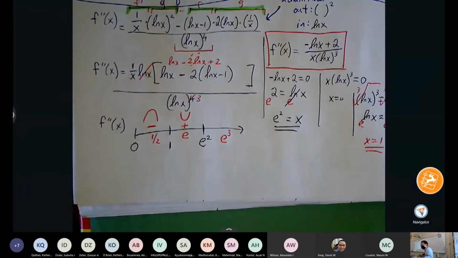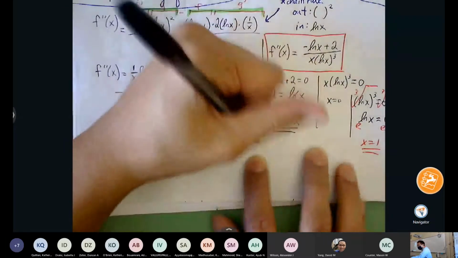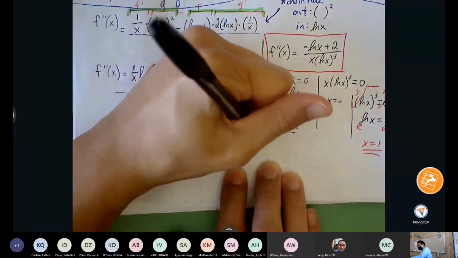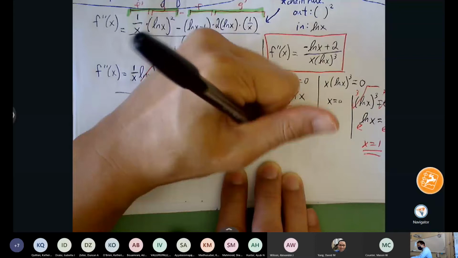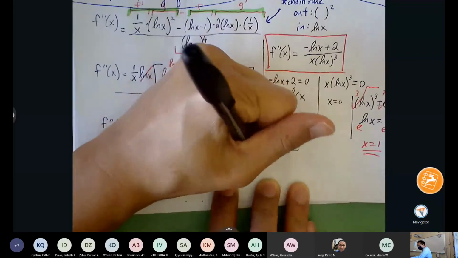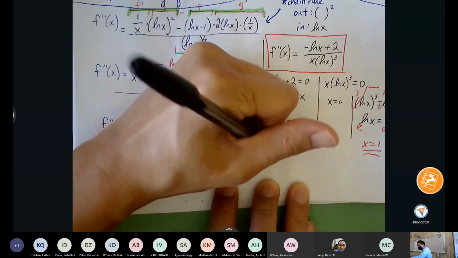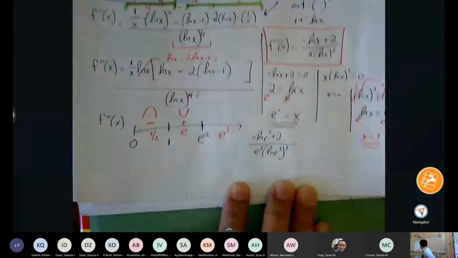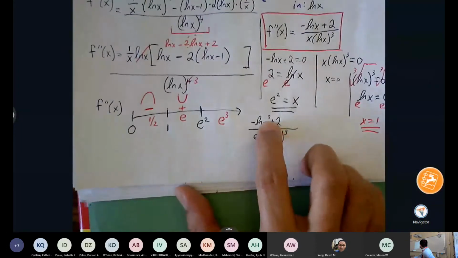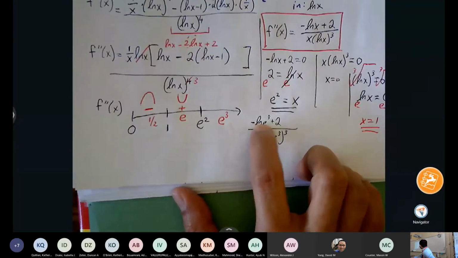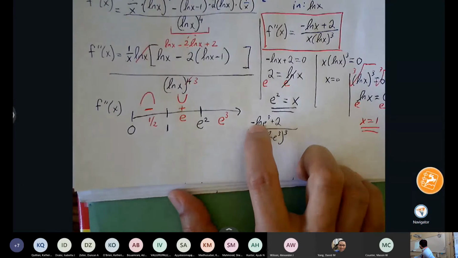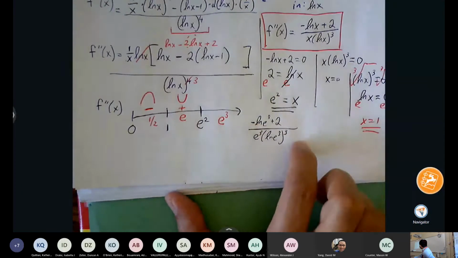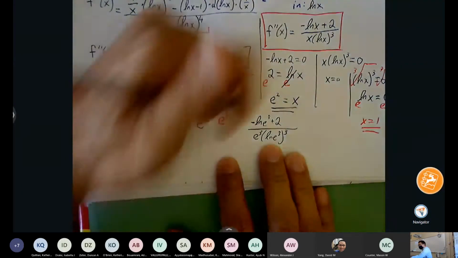Next up, I'll test e cubed. Okay, so let me show you what that looks like. Negative natural log of e cubed plus 2 over e cubed natural log of e cubed. Okay, I know my denominator is all positive, but my numerator, you see that 3 can come down nicely in front now that it's part of a natural log. Negative 3 plus 2 is negative, so negative over positive is negative.